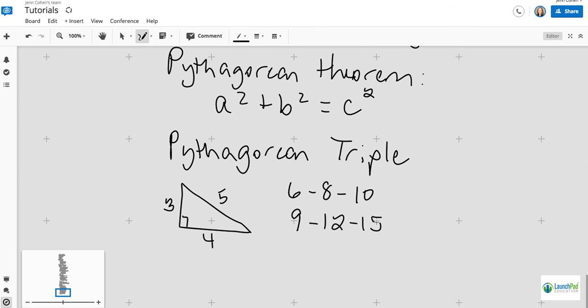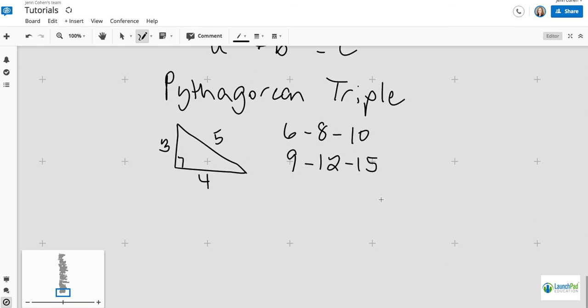If you are given a right triangle with the two legs 3 and 4, and you're really swift and remember the Pythagorean triple, you will know that the hypotenuse is 5. But if you don't, it's not the end of the world. The Pythagorean theorem will always still work. It just takes a little bit longer and is a little bit more effort. So I like shortcuts.